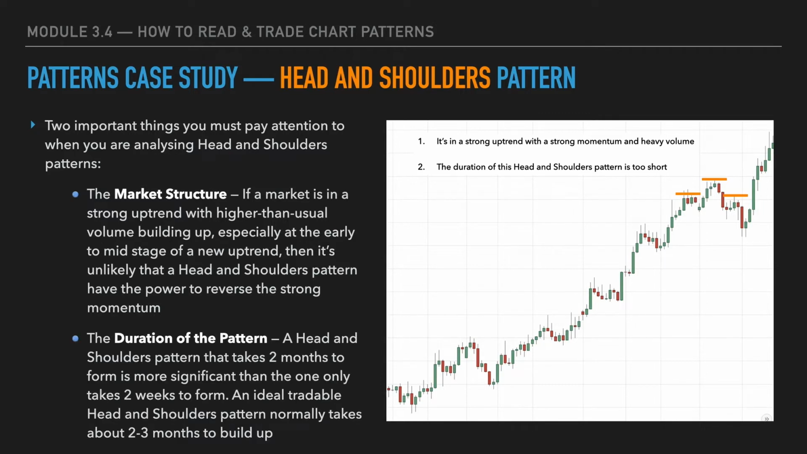The second thing you should pay close attention to is that the duration of the pattern that is forming is also very important. A head and shoulders pattern that takes 2 months to form is much more significant than one that takes only 1 or 2 weeks to form. An ideal tradable head and shoulders pattern normally takes about 1 to 2 months to build up.